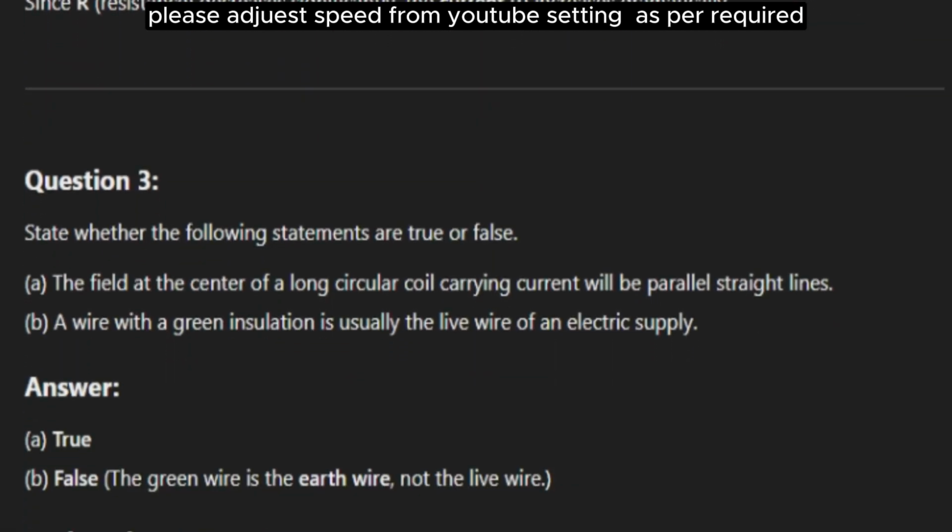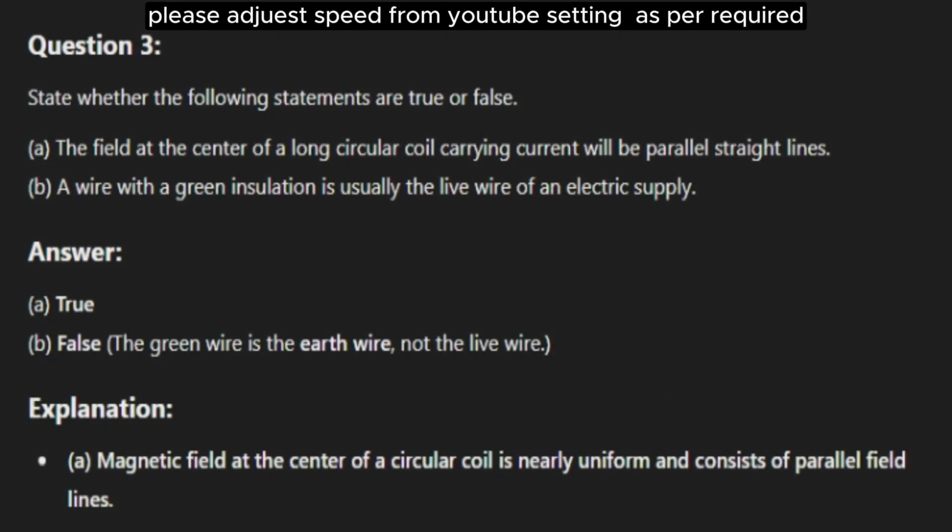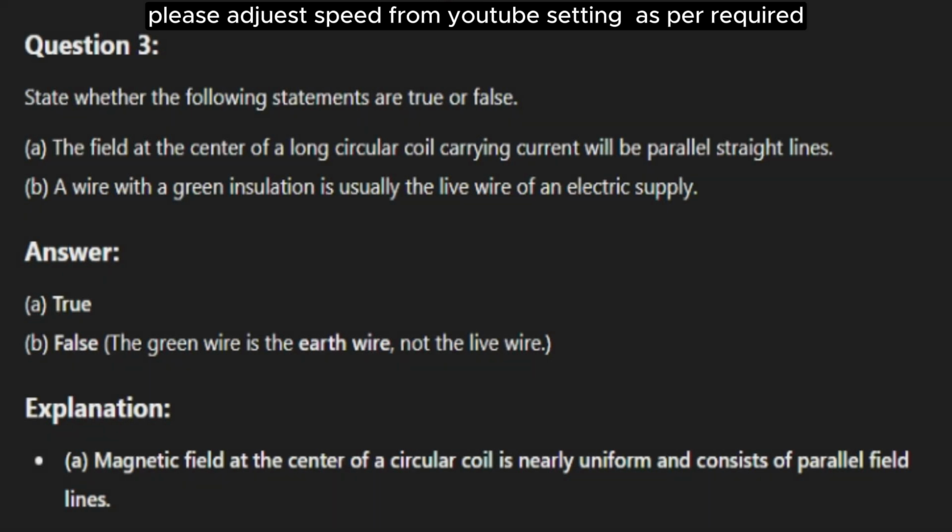Question 3. State whether the following statements are true or false. A. The field at the center of a long circular coil carrying current will be parallel straight lines. B. A wire with a green insulation is usually the live wire of an electric supply. Answer. A. True. B. False. The green wire is the earth wire, not the live wire.